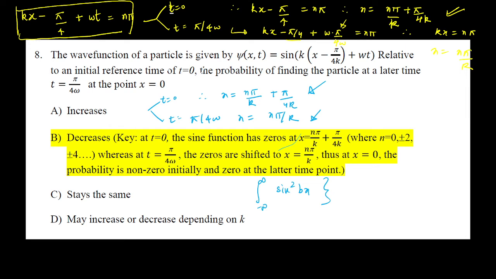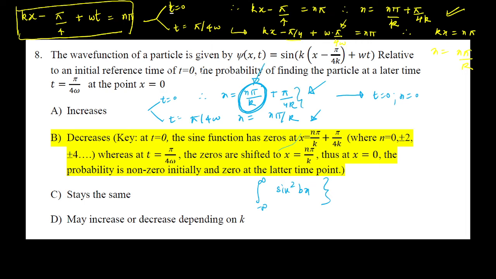How will the probability vary when x is equal to 0? When time t is equal to 0 and x is equal to 0, how can x be 0? Let's see if this particular value is 0. This value n pi by k will give you 0, because the sine wave function has an integral multiple of n pi, so this value will actually give you 0.